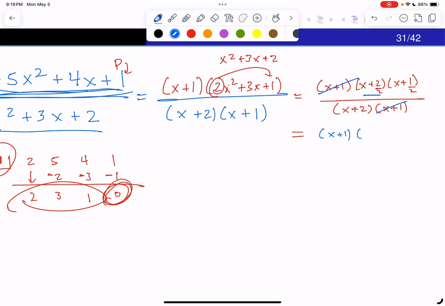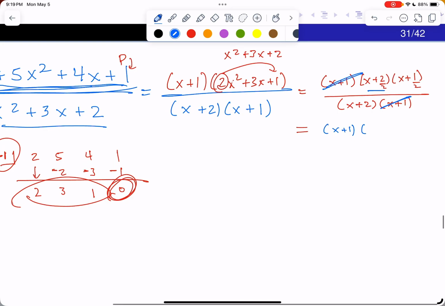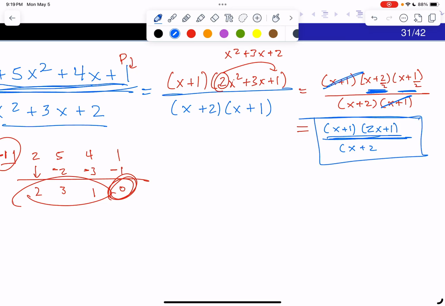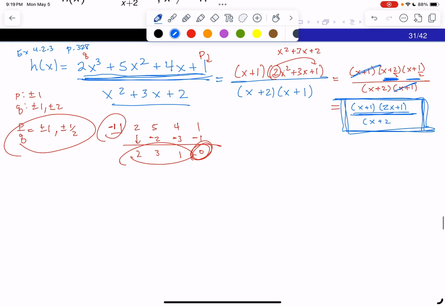Or we did once on Friday. I should take that back. So one of them is going to cancel. There's going to be a hole at -1, but there's still going to be an x plus 1 left on top because we didn't cancel both of them out. This one's going to be 2x plus 1 when you glide the 2 out front, over x plus 2. Now, this is the simplified version of the equation. I'm going to block this off because I do have a hole, and this is what you plug into to locate the hole.